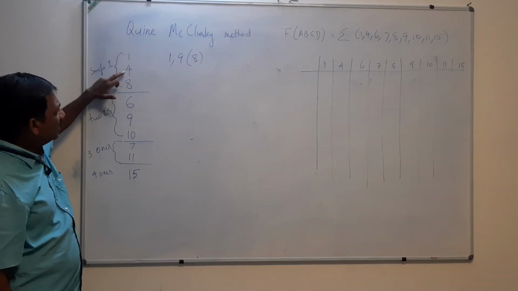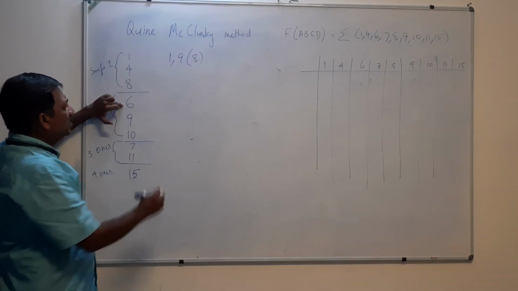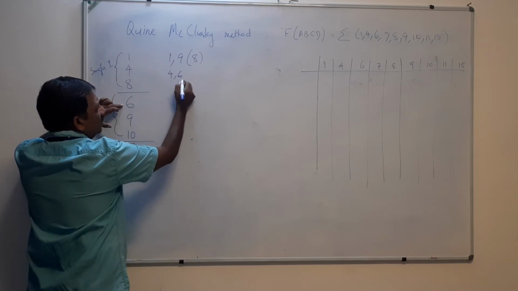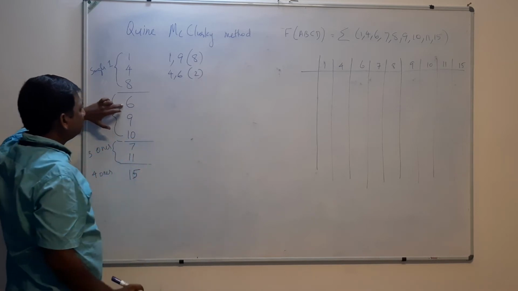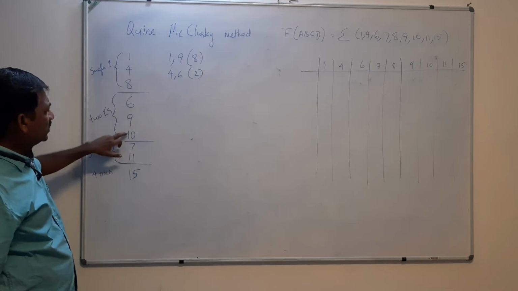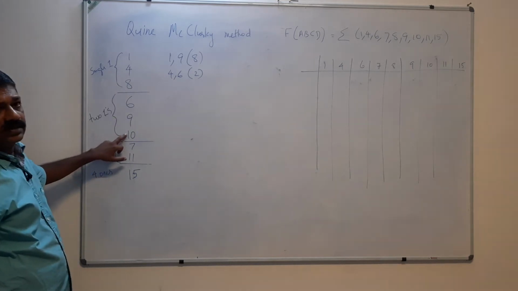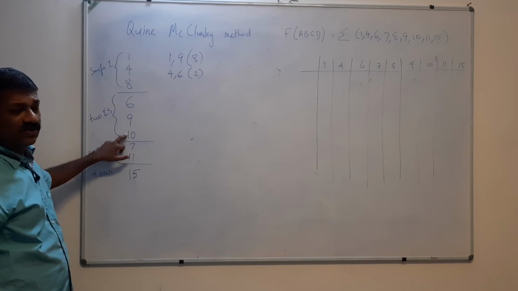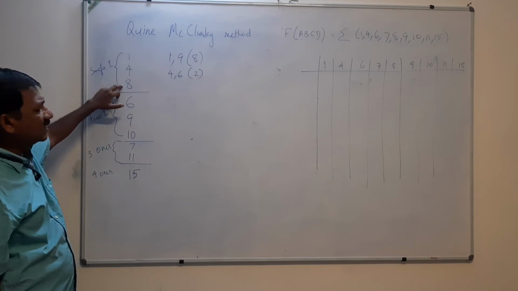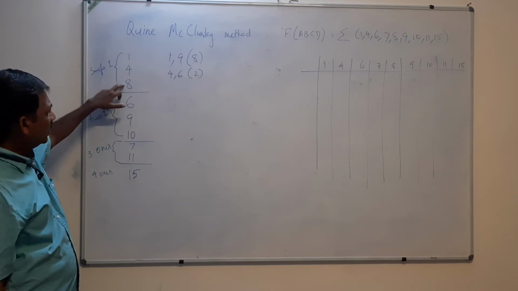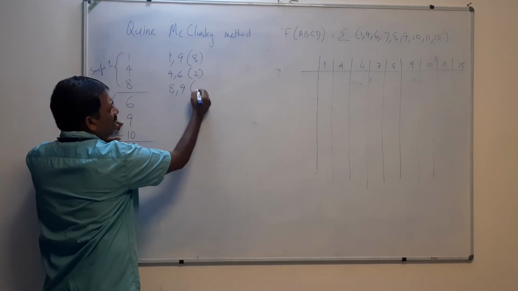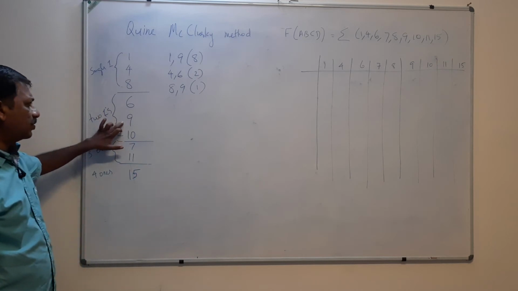Then go to the next entity, 4 and 6. 4 and 6 is combinable because 6 minus 4 is 2, which is a power of 2. Now 4 and 9: 9 minus 4 is 5. 4 and 10: 10 minus 4 is 6. Those are not powers of 2. Now 8 and 6: 6 minus 8 is negative. The next one, 8 and 9, can be combined. Why? 9 minus 8 is 1, which is a power of 2, that means 2 raised to 0 is 1.